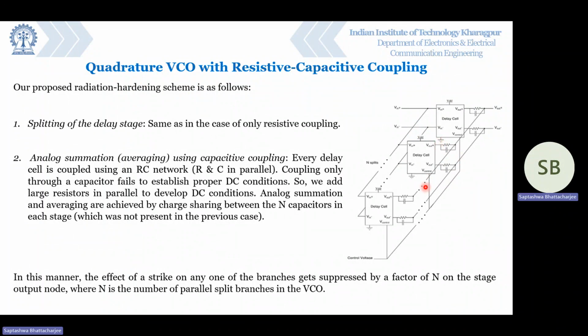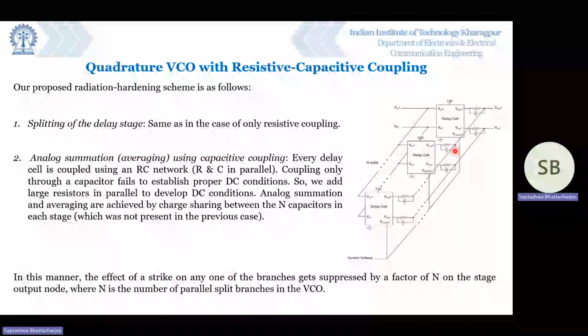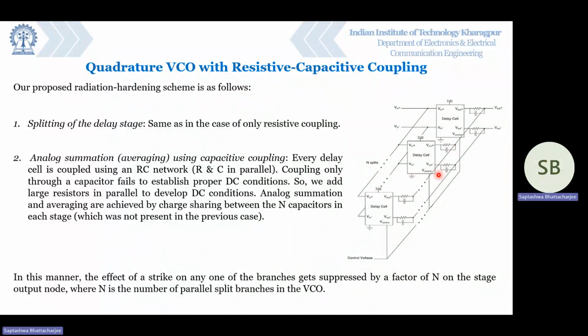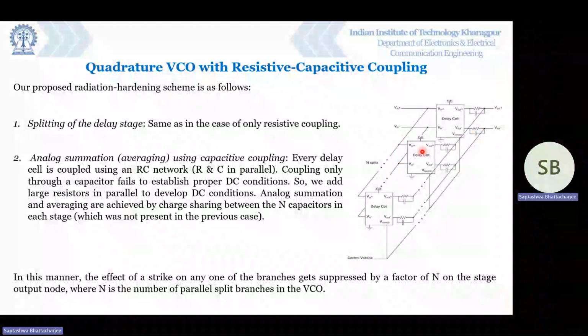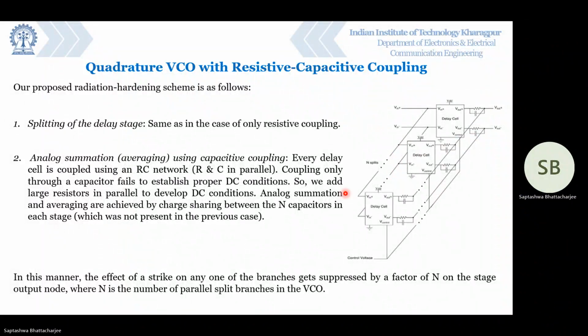So these capacitors share charge among each other. Charge sharing happens between these capacitors and the effect of the strike is minimized. So the effect of the strike gets averaged out by a factor of N. Every delay cell is coupled using an RC network. This RC acts as a filter, and also these capacitors share charge among each other to reduce the impact of the strike on a particular branch. So analog summation and averaging are achieved by charge sharing between the N capacitors in each stage, which was not present in the previous architecture. In this manner, the effect of a strike on any one of the branches gets suppressed by a factor of N, where N is the number of splits in each stage.